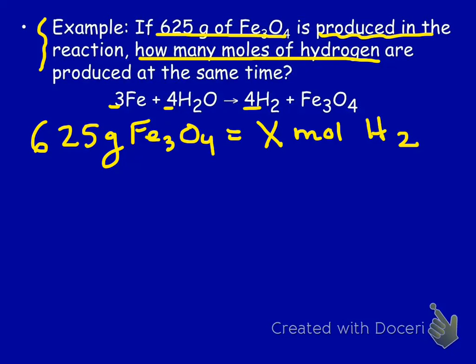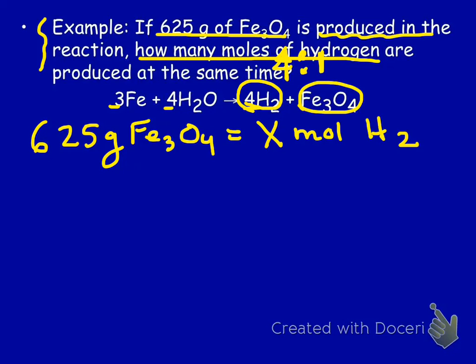Next, we're going to look at our balanced equation, and we're going to look for the mole-mole ratio we're going to be working with, and we're working with hydrogen to iron oxide. So we're going to be plugging in a 4:1 mole-mole ratio.